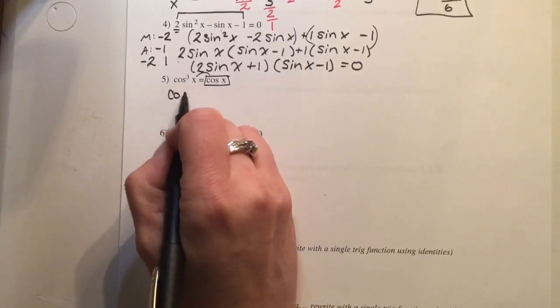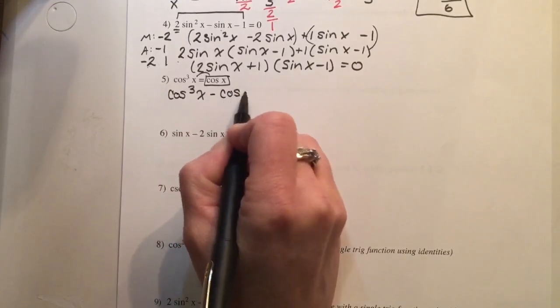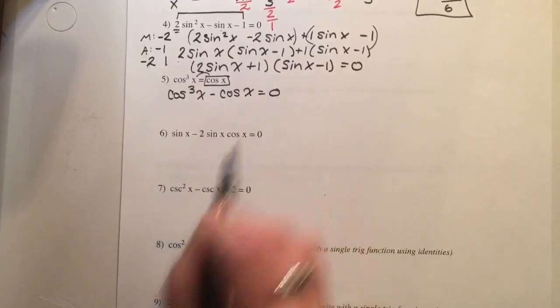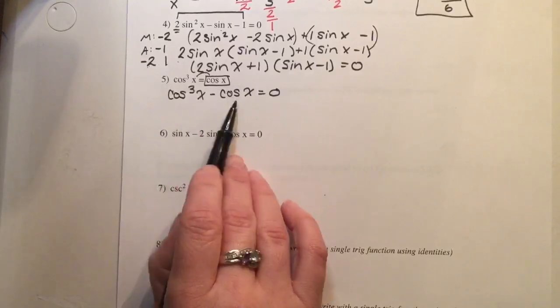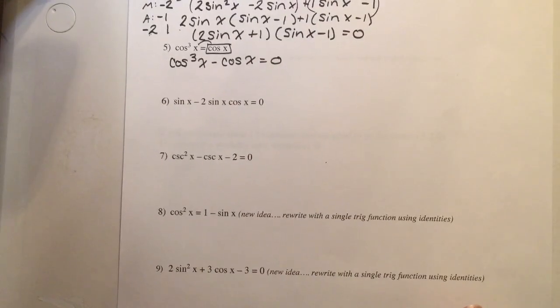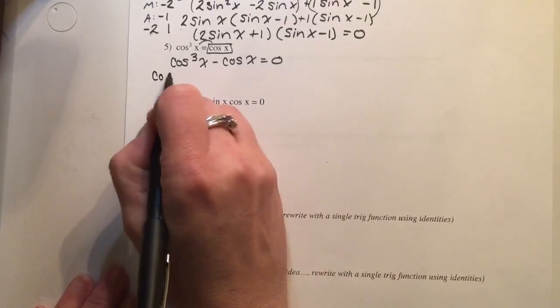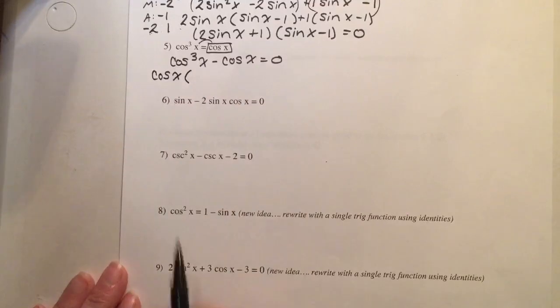So now it would look like this. Cosine cubed of x minus a cosine of x equals 0. Now my cosines are on the same side. If you can factor it, that's what you always want to do. This is a nice quick one. This has a cosine, this has a cosine.